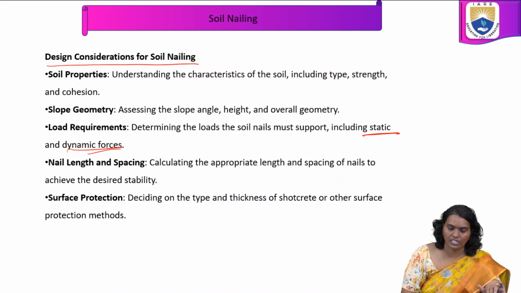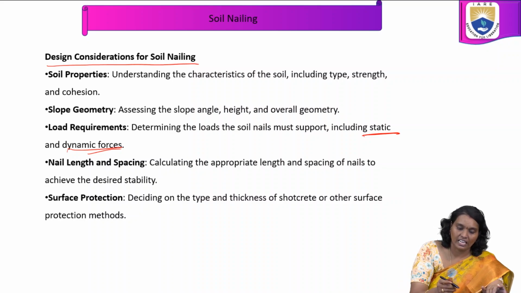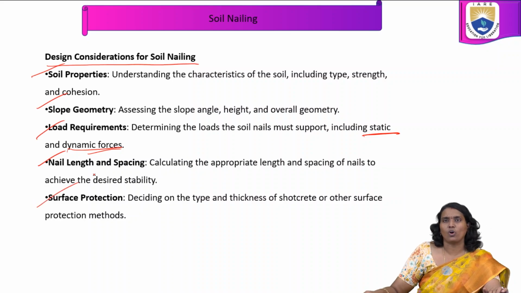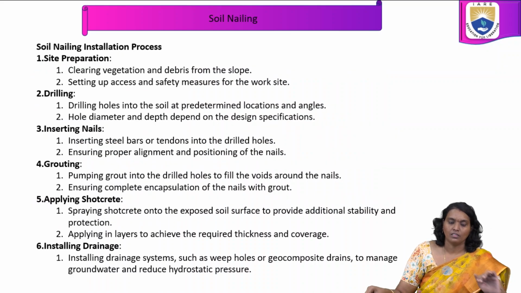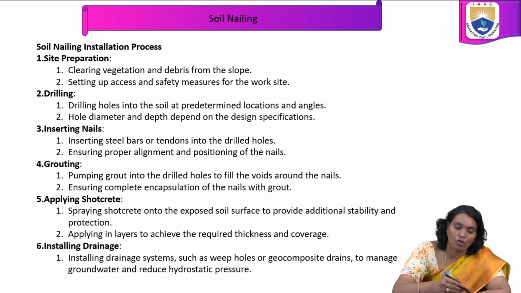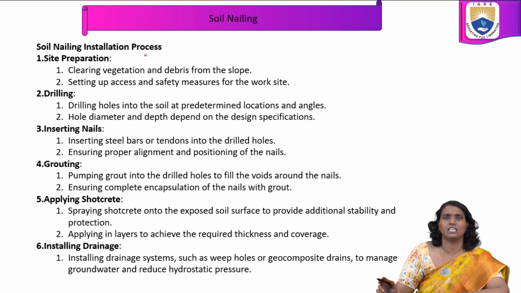In surface protection, we decide on the type and thickness of shotcrete or other surface protection methods. So these are the design considerations we consider for soil nailing. In the soil nailing installation process: site preparation, drilling, inserting nails, grouting, applying shotcrete, and installing drainage. These are the very important steps we follow for the soil nailing installation process.